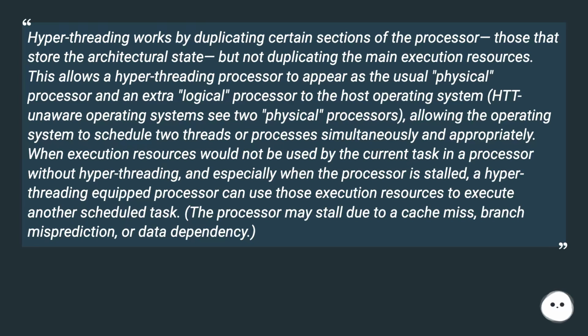An HTT-unaware operating system sees 2 physical processors, allowing the operating system to schedule 2 threads or processes simultaneously and appropriately, when execution resources would not be used by the current task in a processor without hyperthreading, and especially when the processor is stalled. A hyperthreading equipped processor can use those execution resources to execute another scheduled task. The processor may stall due to a cache miss, branch misprediction, or data dependency.